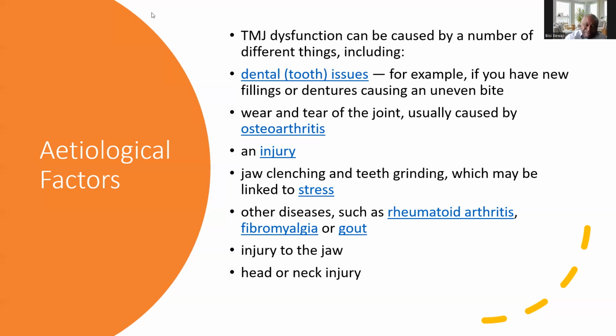There's injury, like I said, injury anywhere really can actually affect your jaw. You've got grinding the teeth, which is always linked to stress. Then you've got rheumatoid arthritis, gout, and fibromyalgia that affect other parts of the body and can actually affect these joints. Luckily, it's rare, but it does happen. Injuries to the jaw itself, and then head and neck injuries. Next slide, please.